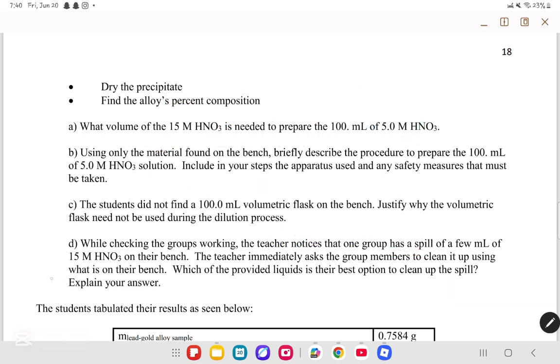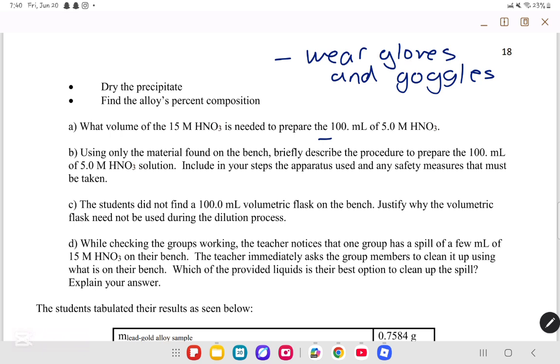Part B: using only the material found on your bench, briefly describe the procedure to prepare the 100 milliliters of 5 molar HNO3 solution. Include in your steps the apparatus used and any safety measures that must be taken. So the first and most important step is to wear gloves and goggles, right? The second step is to use one of the two 100 milliliter graduated cylinders to measure the 33 milliliters that we found above of 15 molar HNO3.